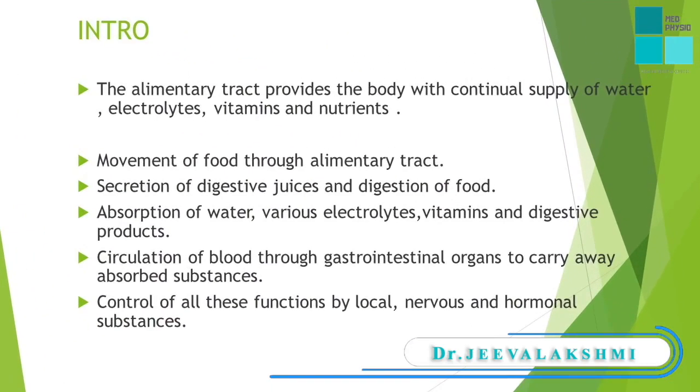The alimentary tract provides the body with a continual supply of water, electrolytes, vitamins and nutrients. To achieve this requires movement of food through the alimentary tract, secretion of digestive juices and digestion of the food, absorption of water, various electrolytes, vitamins and digestive products, circulation of blood through the GI organs to carry away the absorbed substances, and control of all these functions by local, nervous and hormonal substances.